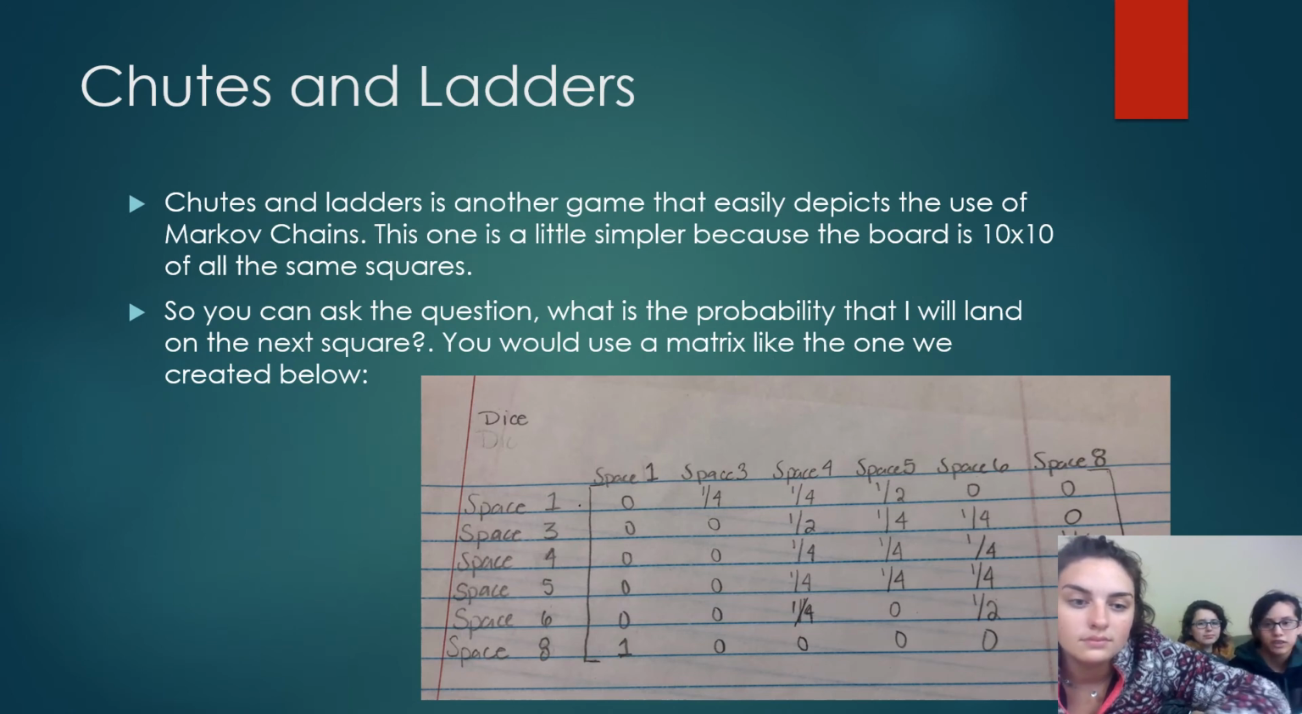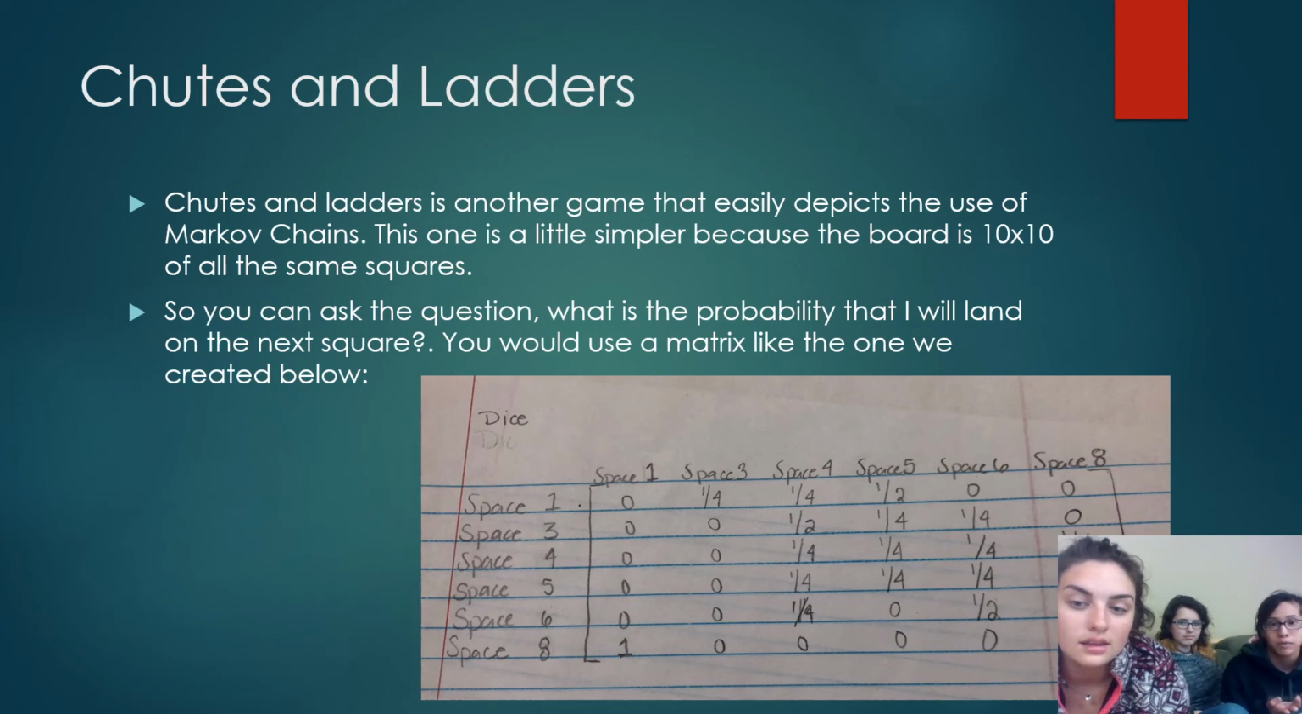You could also use these matrices in Chutes and Ladders. In Chutes and Ladders, it's another game where you can easily depict the use of Markov chains. This is one that's very, very simple that could be used on a 10 by 10 or a 2 by 4 board. You can ask the question, what is the probability that you will land on the next square?